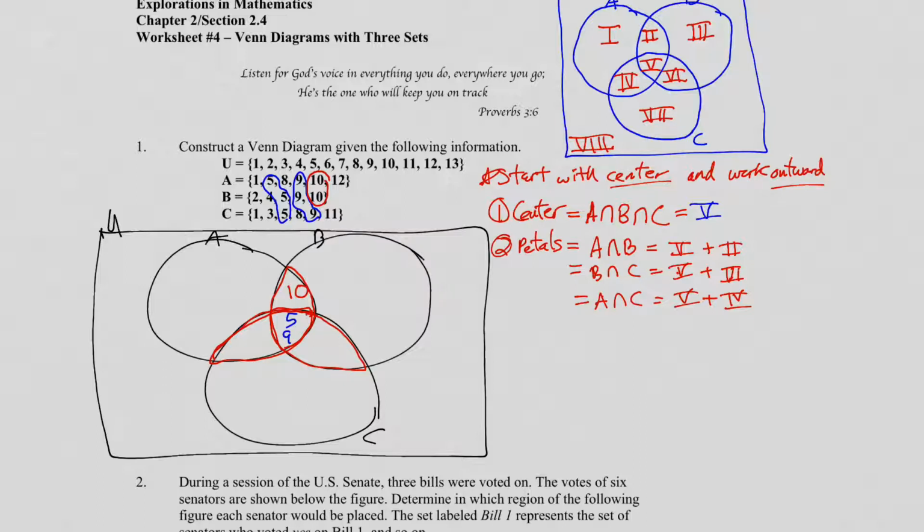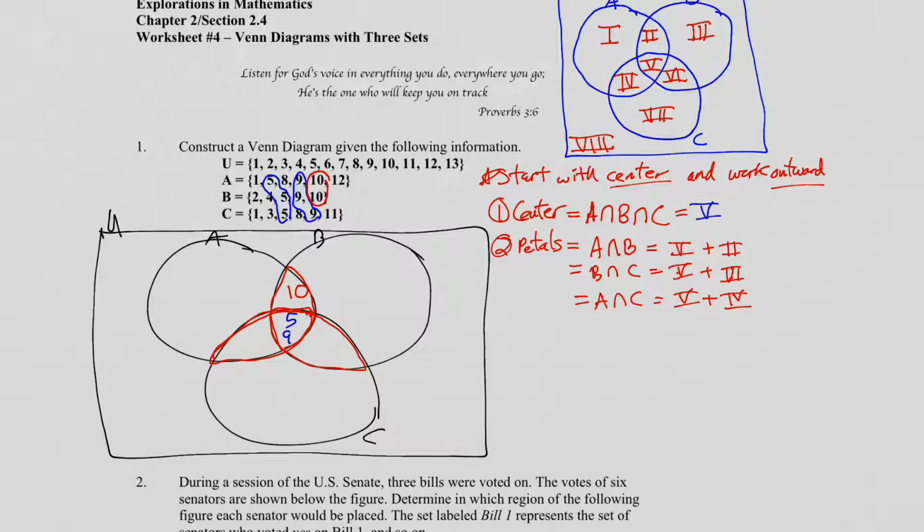Then we're going to go to the intersection of B and C, which is the right petal. If you look at the list, B and C is the bottom two rows, and I don't see anything else in common besides 5 and 9, which we already have written in the center. So region 6 is going to be blank. That right petal is blank.